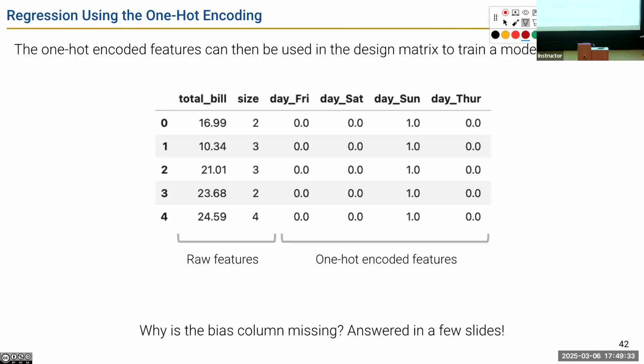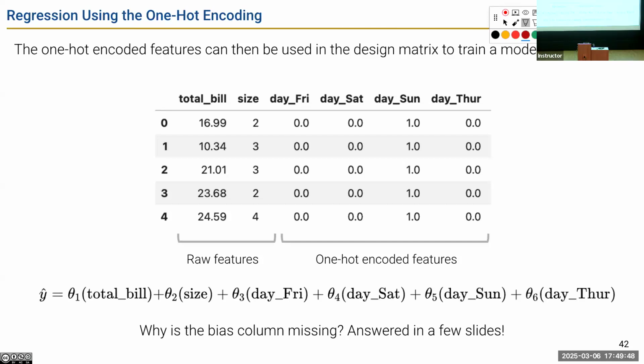Those are our raw features. We didn't touch these. Total bill and size were not touched. Tip is our outcome. This is our design matrix we're looking at right now. Our outcome is stored in a separate vector. But now we have all of these one-hot encoded features. We've performed feature engineering.